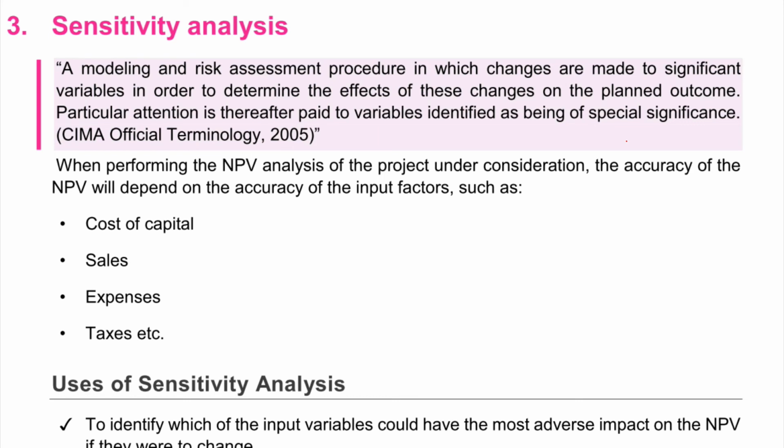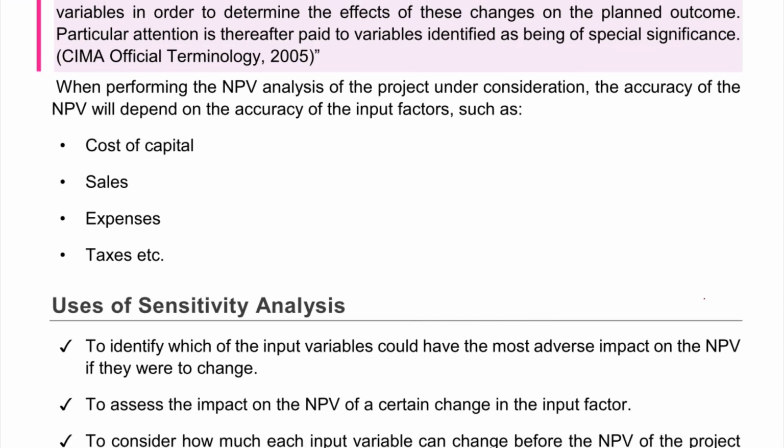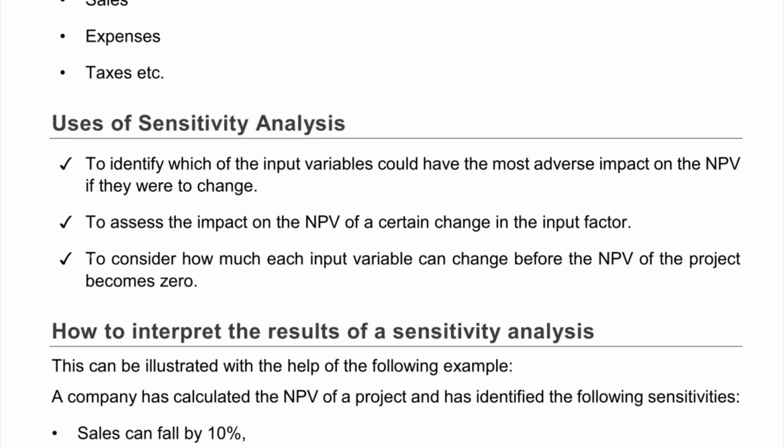So we work out how much it needs to change before our NPV flips over the 0 point. That's when our decision would change.